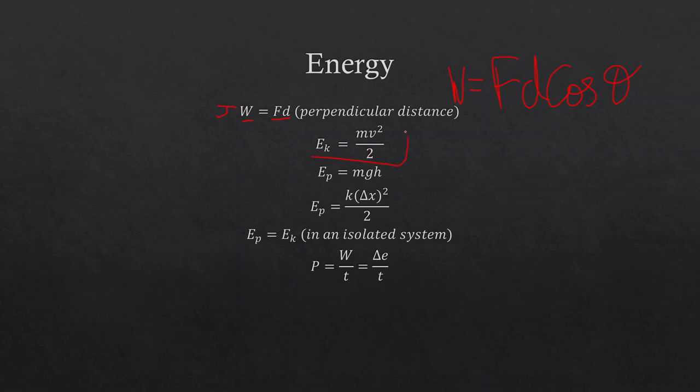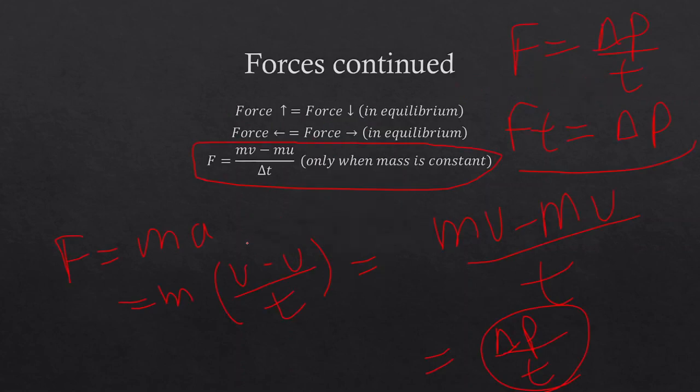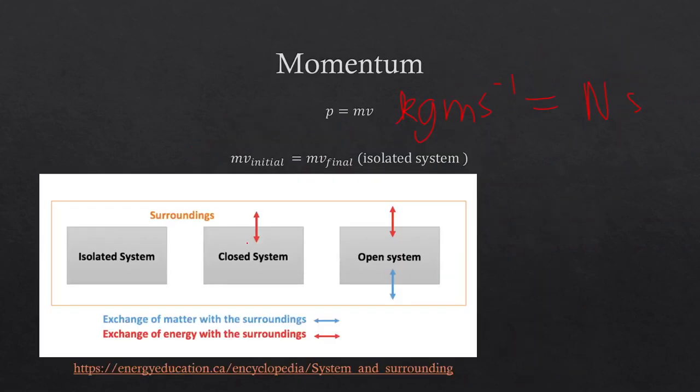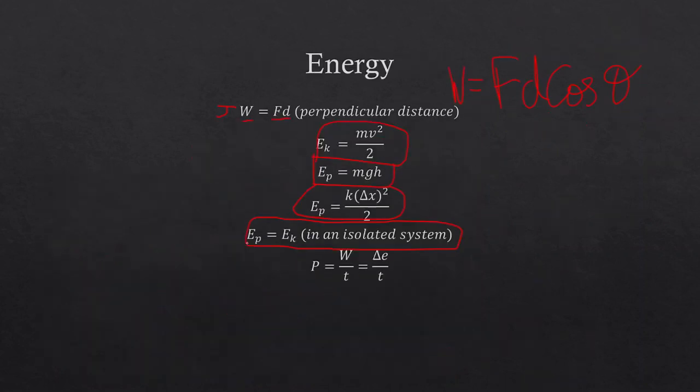Then you have kinetic energy equal to mv²/2, gravitational potential energy equal to mgh, and elastic potential energy equal to kΔx²/2. Δx is again the displacement, and k is the spring constant. And in an isolated system, energy is conserved. That's the idea, right? It's the only system where energy is conserved, and that is why it's only in the isolated system.